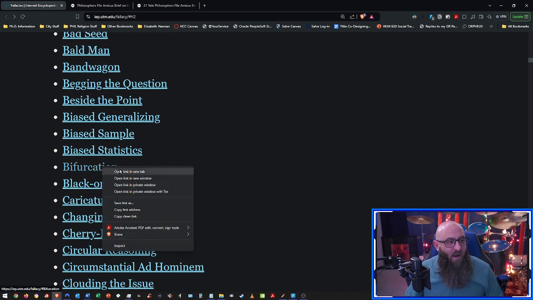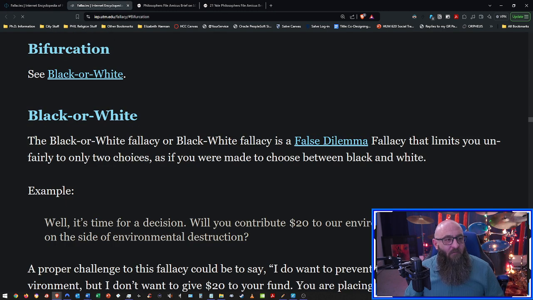But here's bifurcation I talked about before. This is otherwise known as a false dilemma. It's when you impose either this or this, and you eliminate any other objection, any other possibility that something could be, right? You either go to school or work at McDonald's for the rest of your life.